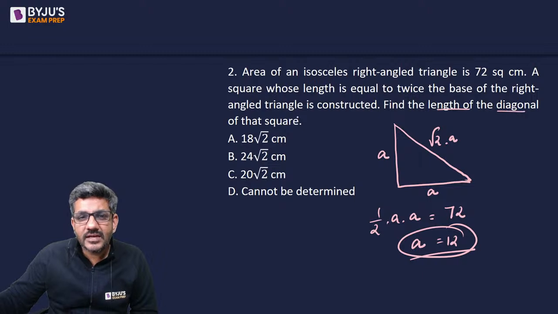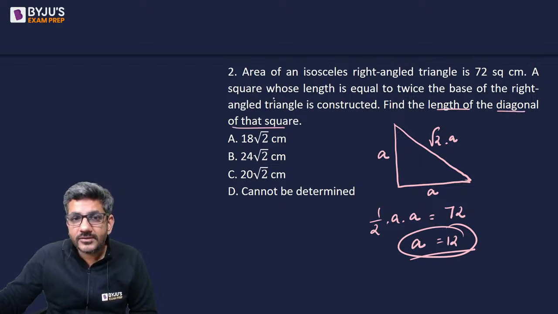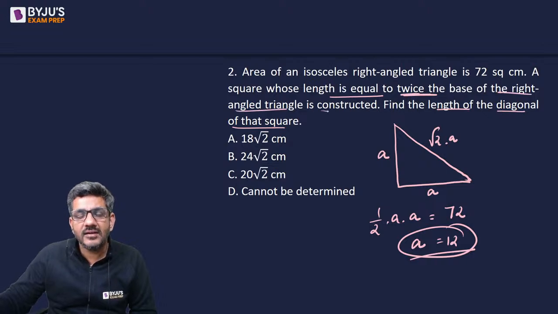Find the length of the diagonal of that square. Oh, sorry. A square whose length is equal to twice the base of the right angle triangle is constructed.